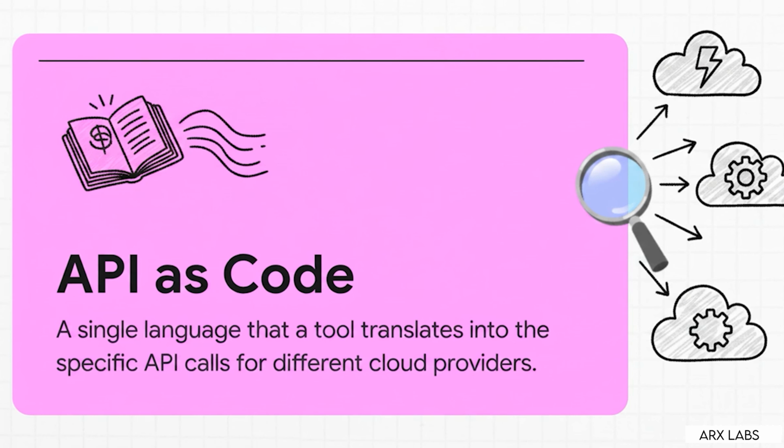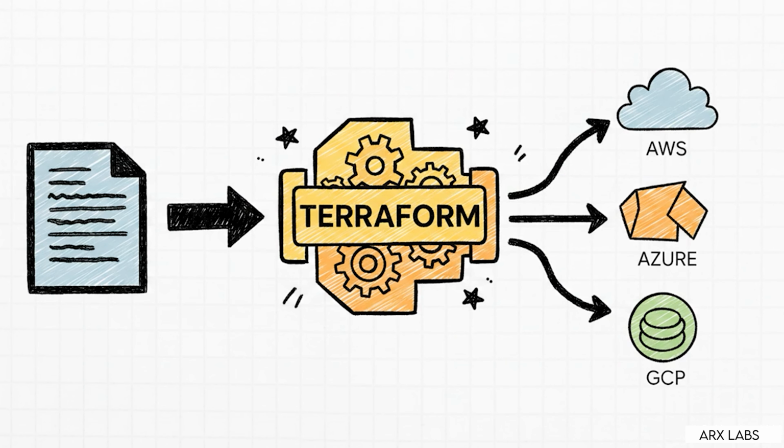So how does it pull this off? It's through this brilliant idea that some people call API as code. You don't have to learn the specific, complicated API for every single cloud provider. Instead, you just write what you want in one simple, human-readable language called HCL. Then, Terraform acts like your own personal expert translator. It takes your HCL, figures out the exact API calls needed for AWS or Azure or Google Cloud, and does all that complicated heavy lifting for you.